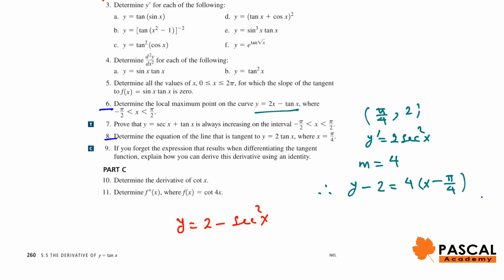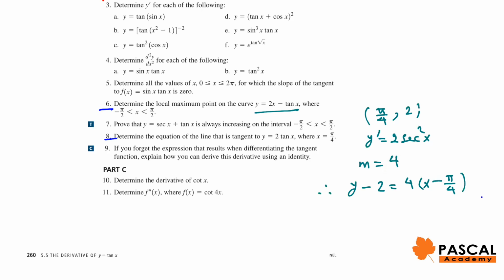Last question. Determine the equation of the tangent line to the graph of y equals 2 tan of x at x equals pi over 4. When x is pi over 4, y is 2, since 2 tan of pi over 4 is 2, and tan of pi over 4 is 1. The derivative of the function is 2 secant squared of x. When x is pi over 4, the derivative is 2 times root 2 to the power of 2, which is 4.